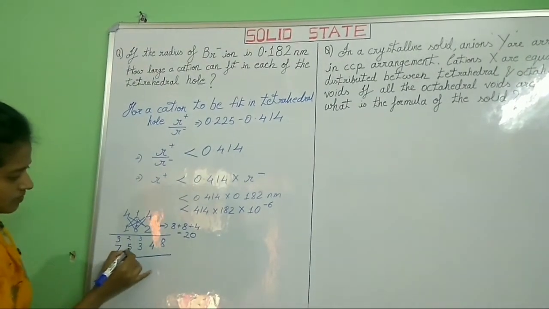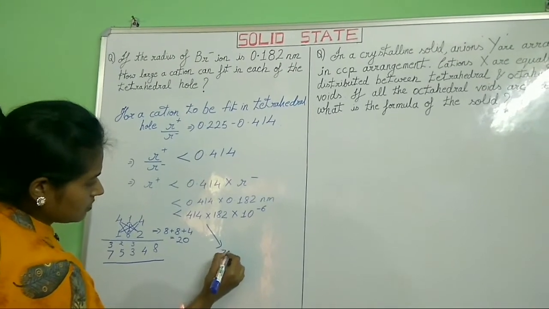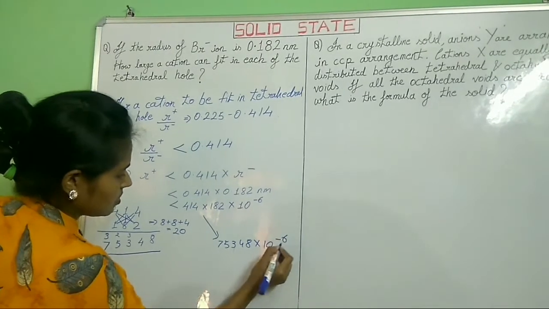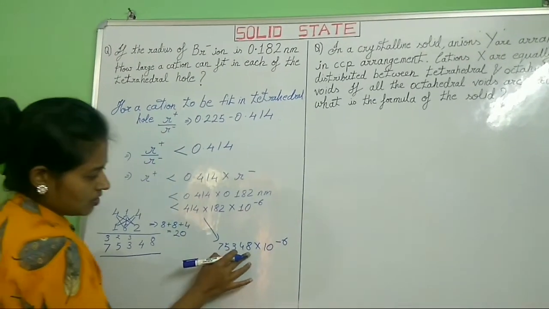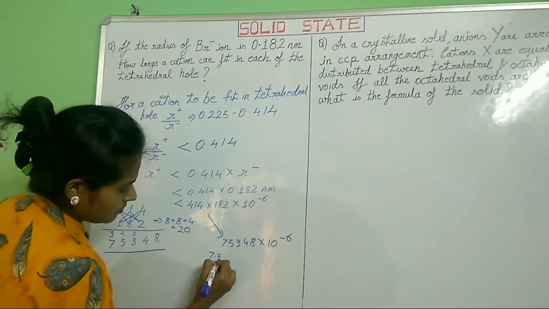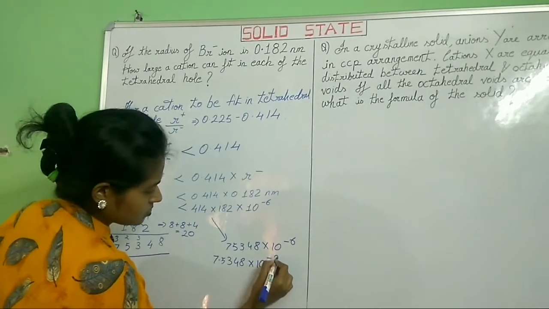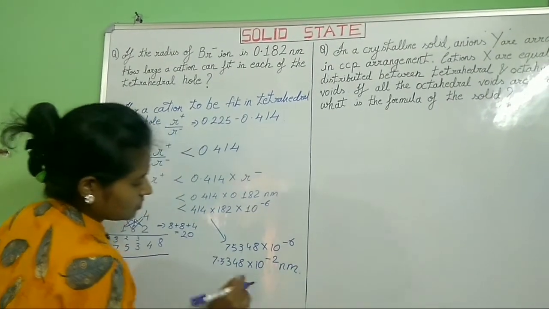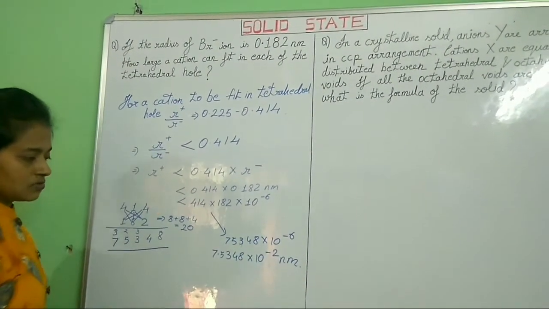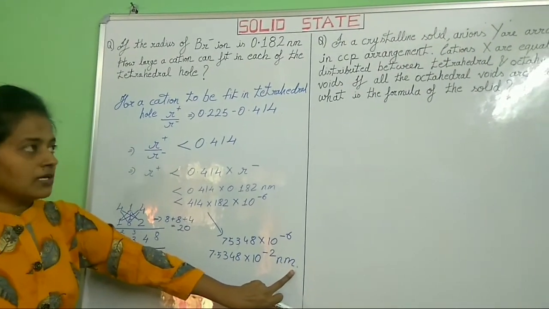Now 75348, it will come as 75348 into 10 to the power minus 6. Or we can also write, if we move the decimal 4 digits, then 7.5348 into 10 to the power minus 2 nanometer. 4 digits we have moved, so 4 minus 6 equal to minus 2. So 7.5348 into 10 to the power minus 2 nanometer will be the final answer.